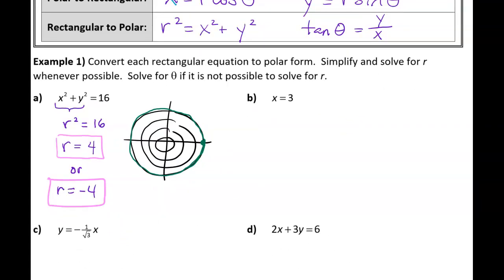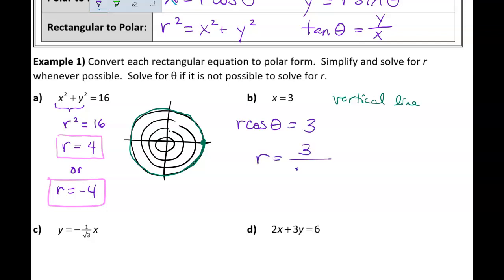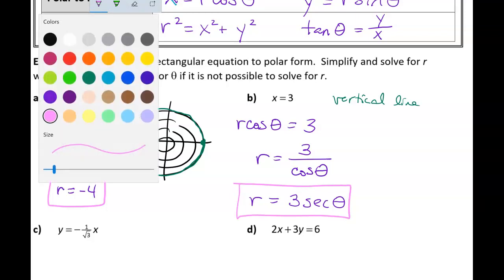All right, x equals 3, which is a vertical line. We'll convert that into polar form by replacing the x with r times the cosine of theta, and then solving for r by dividing by cosine of theta. And if we can write this in a form that is not a fraction, that would be most desirable. 1 over cosine theta is equal to secant theta, so this could be written as r equals 3 times the secant of theta. And there we have the equation of a vertical line in polar form.